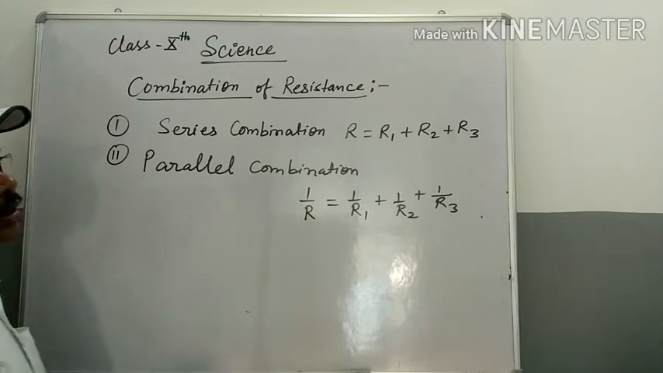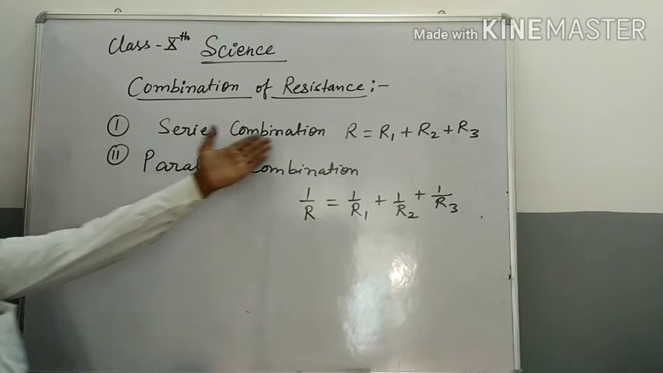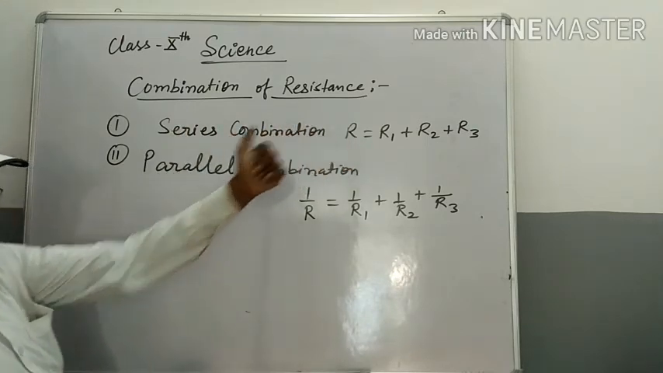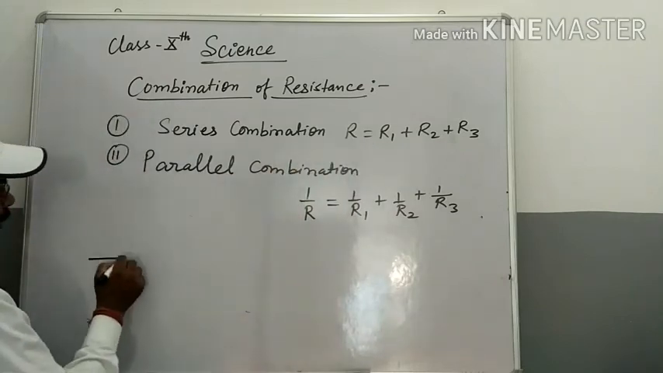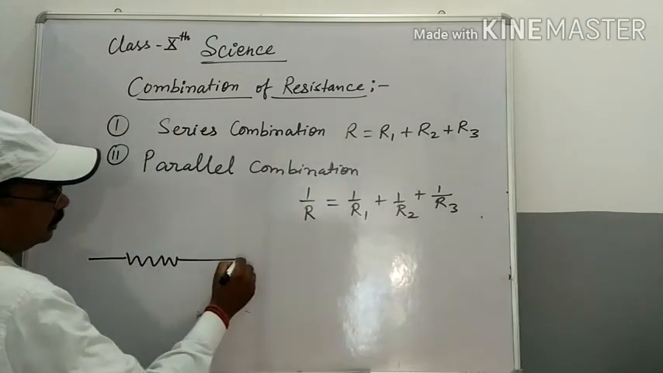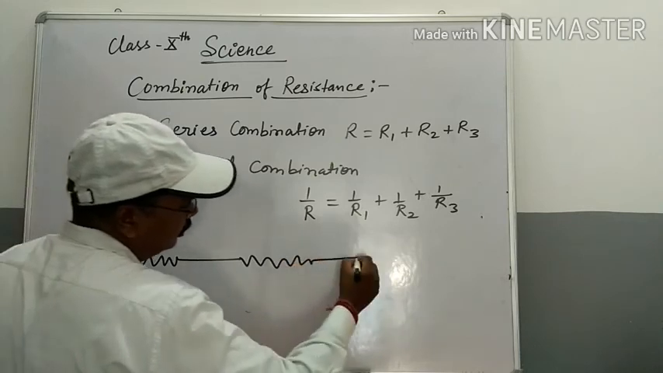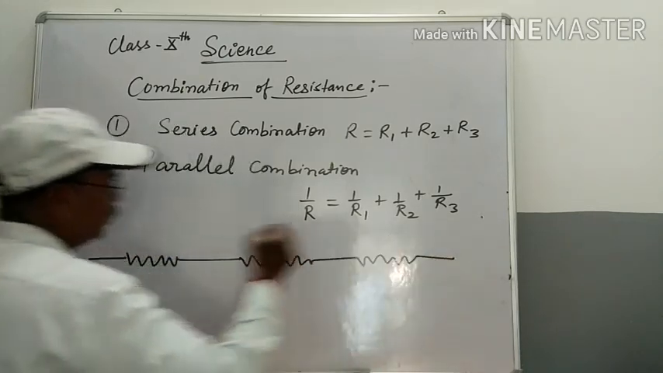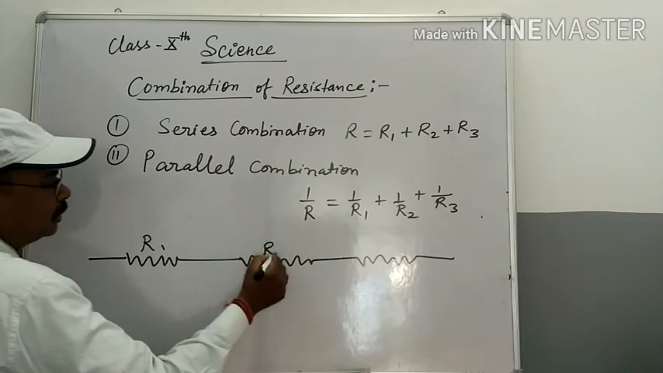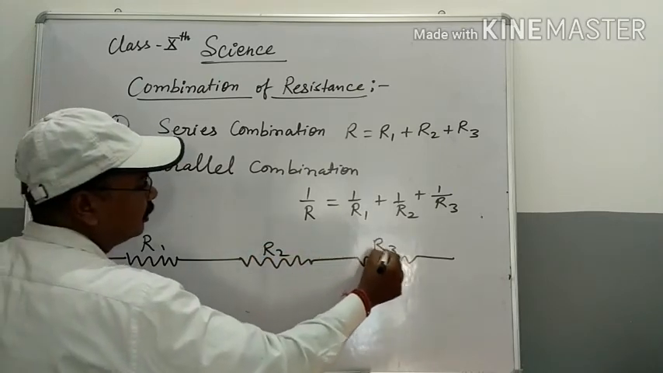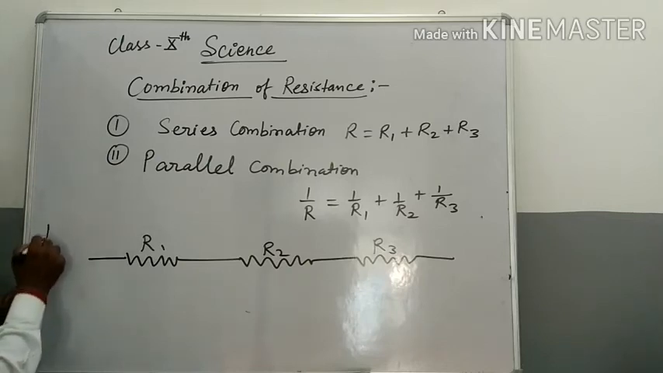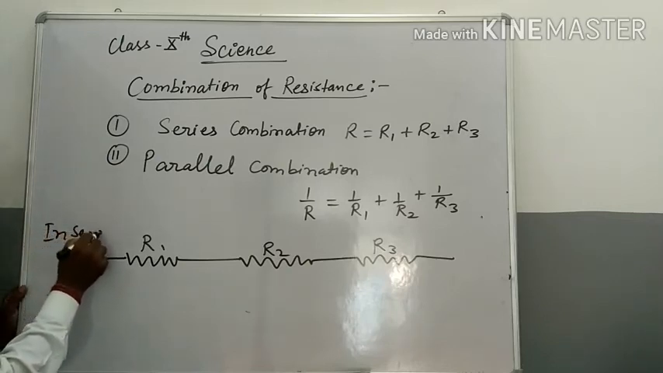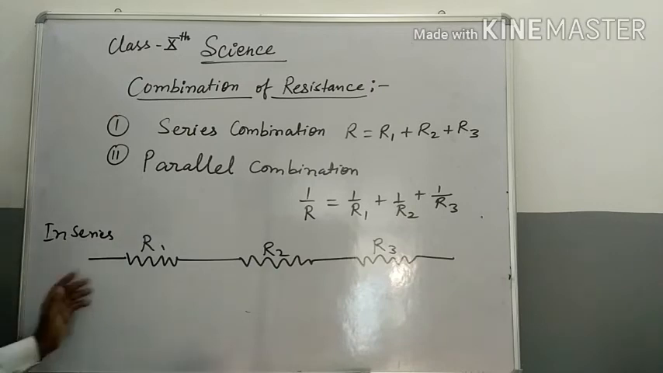Students, resistance in series: when individual resistances R1, R2, R3 are connected end to end, that's series combination.